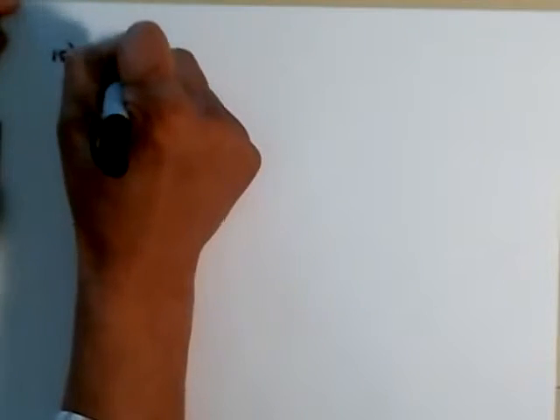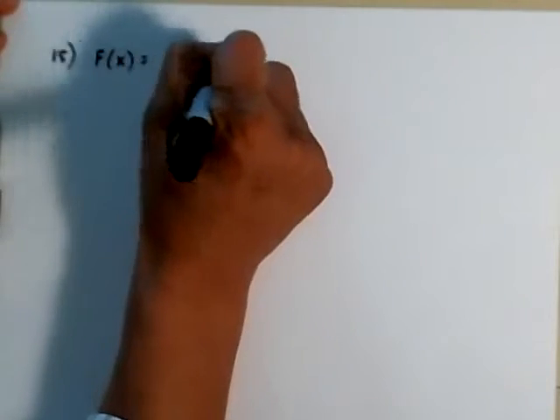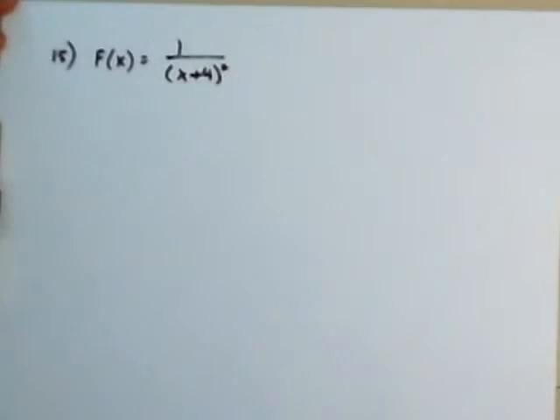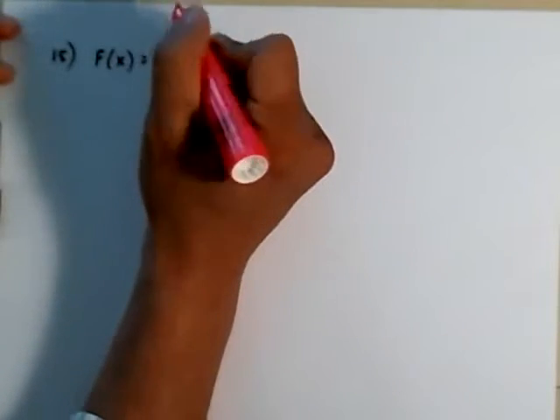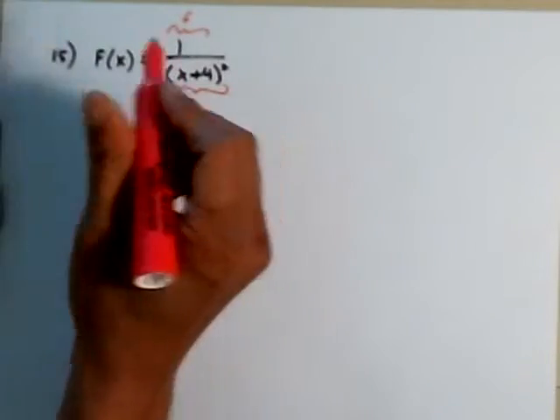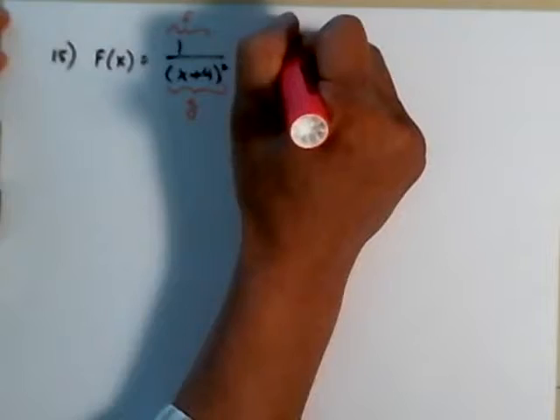The function looks something like this. f of x is equal to 1 over (x plus 4) quantity squared. Okay, and we're trying to find f prime of x. So there's your f right there, little f, located on top, and there's your little g located on your bottom. And we're going to find f prime first.